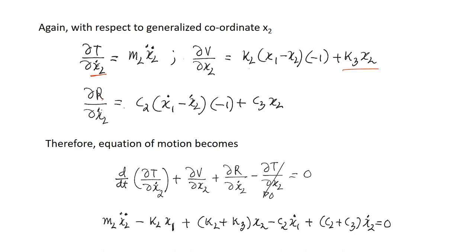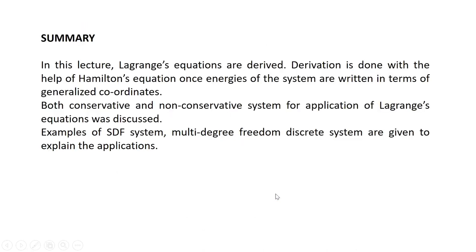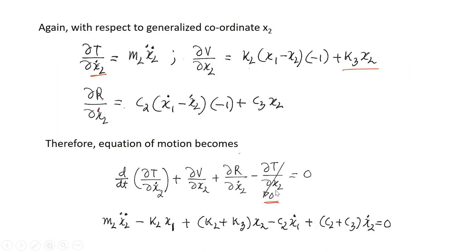So, it becomes c 2 into (x 1 dot minus x 2 dot) into minus 1 plus c 3 x 2 dot. Therefore, the equation of motion, that is the second equation, becomes d by dt of del T by del x 2 dot plus del V by del x 2 plus del R by del x 2 dot minus del T by del x 2. Here del T by del x 2 is 0. The other quantities we can now write: m 2 x 2 double dot minus k 2 x 1 plus (k 2 plus k 3) x 2 minus c 2 x 1 dot plus (c 2 plus c 3) x 2 dot equal to 0.